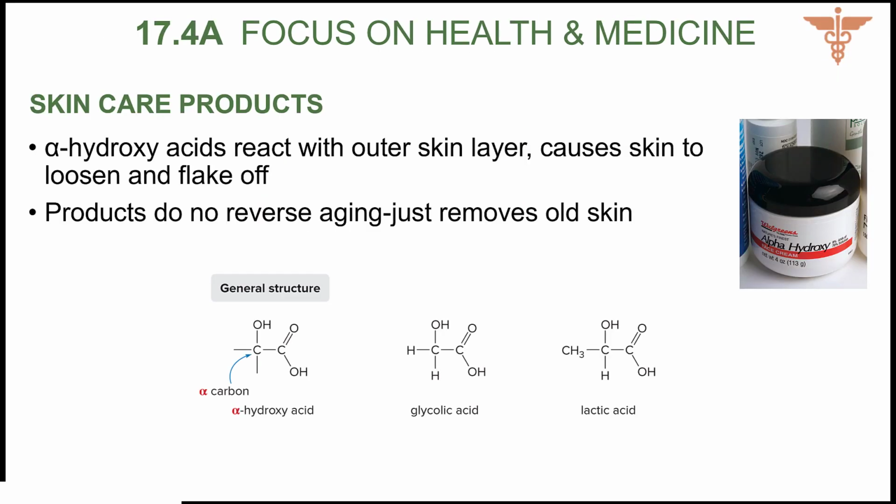We're going to see carboxylic acids in skincare products. Alpha hydroxy acids react with the outer skin layer, which causes the skin to loosen and flake off. So these products actually do not reverse aging, it just removes the old skin to bring forth the skin that was underlying there. So the general structure of an alpha hydroxy acid is one that has the hydroxy group, or this alcohol, on the carbon next to the carboxylic acid. So glycolic acid and lactic acid are examples of alpha hydroxy acids.